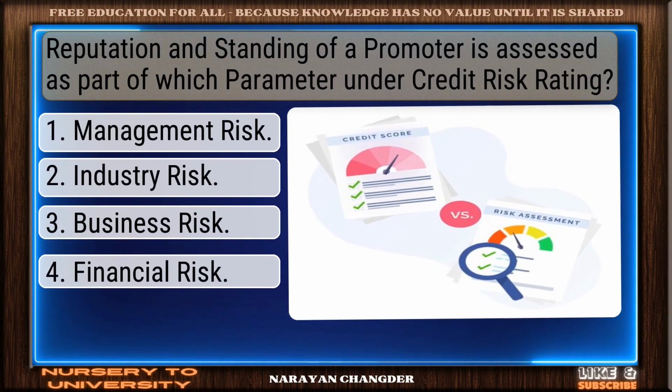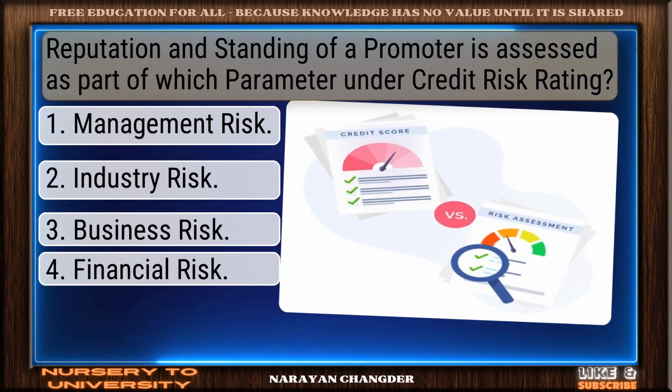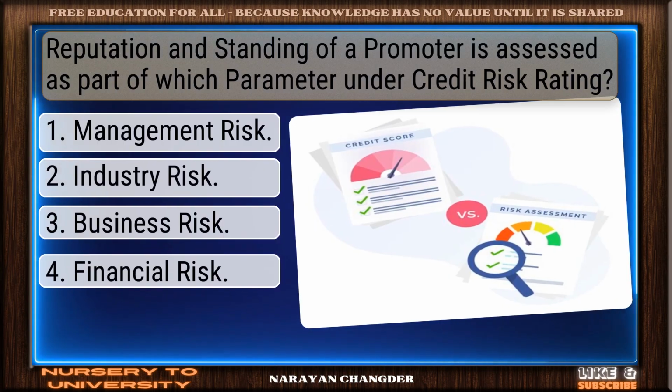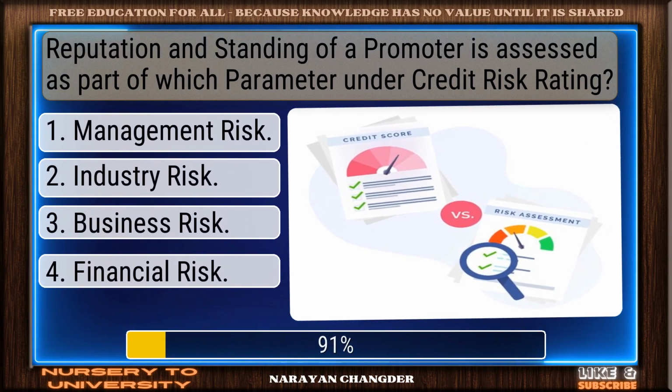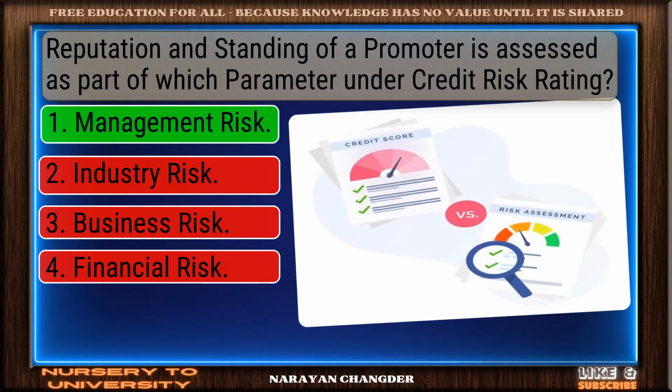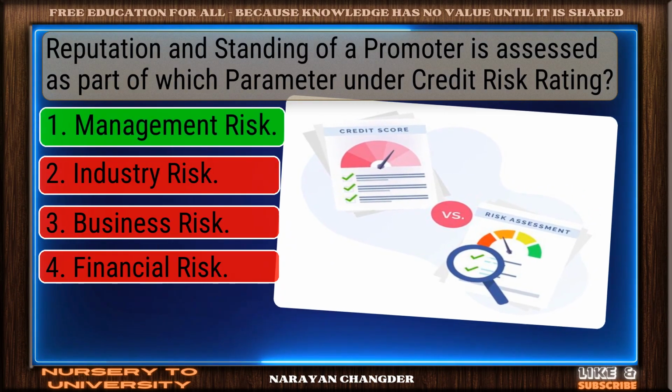Reputation and standing of a promoter is assessed as part of which parameter under credit risk rating? Perfect. Management risk is the correct choice.